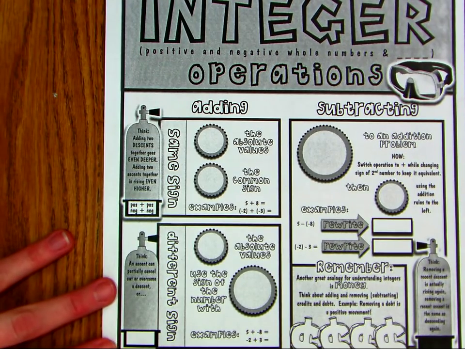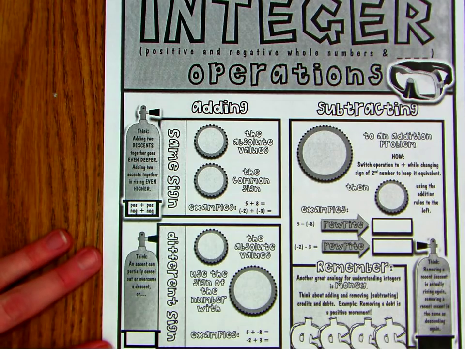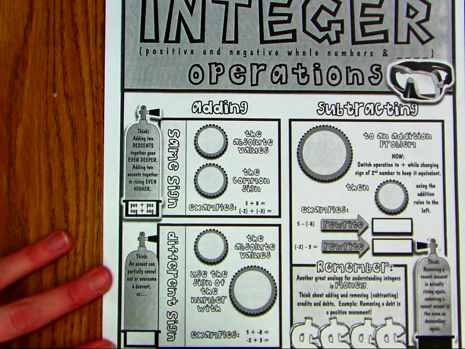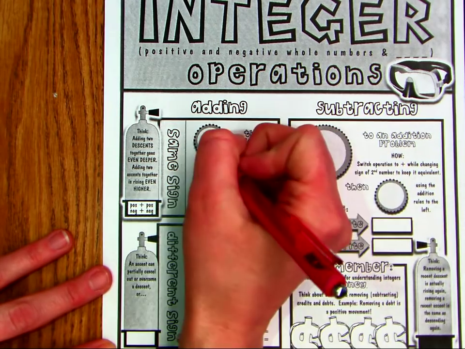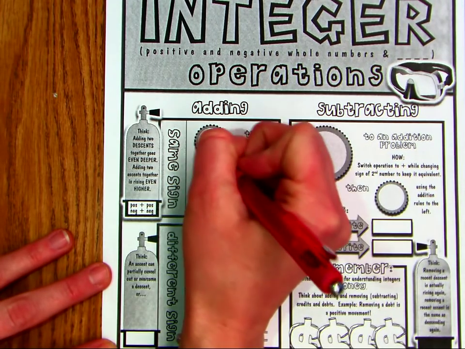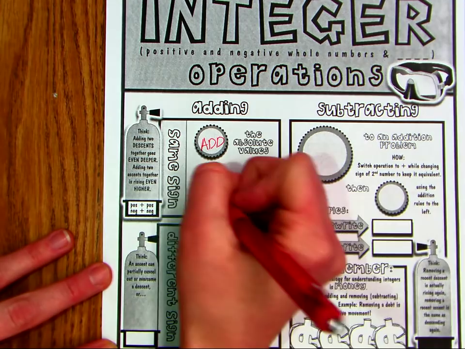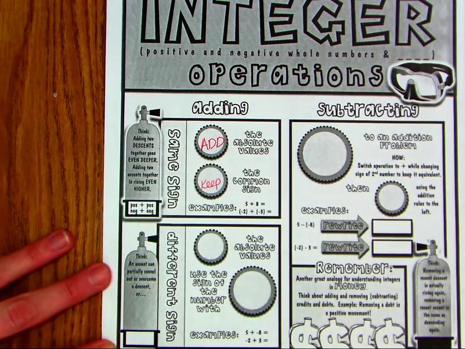Think, adding two descents, so you're going down together, goes even deeper. Just like that scuba diver, he went down and then he went down even more, you're going further down, negative. So the same side, when you're adding, you're going to add the absolute values and keep the common sign.